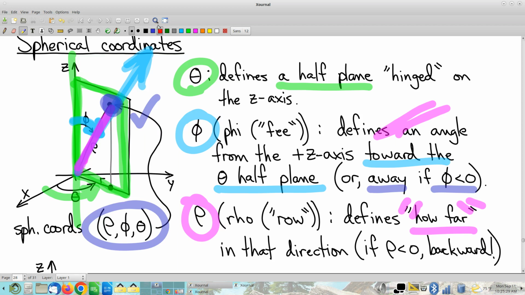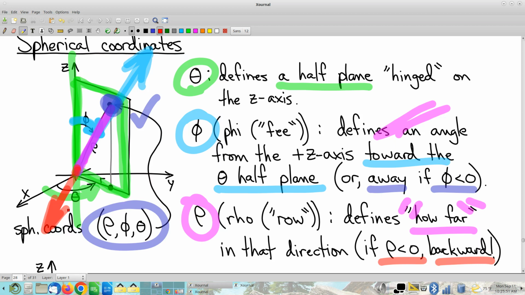Again, though, you have to worry about what happens if rho is negative. And again, no big deal. It's exactly what you would expect. If rho is negative, just go backwards. And of course, in the same sense, backwards would be like that. Is that cool? So rho, phi, and theta define in this way a point.